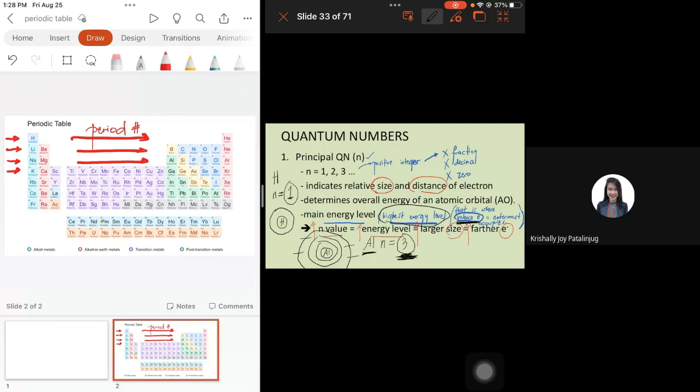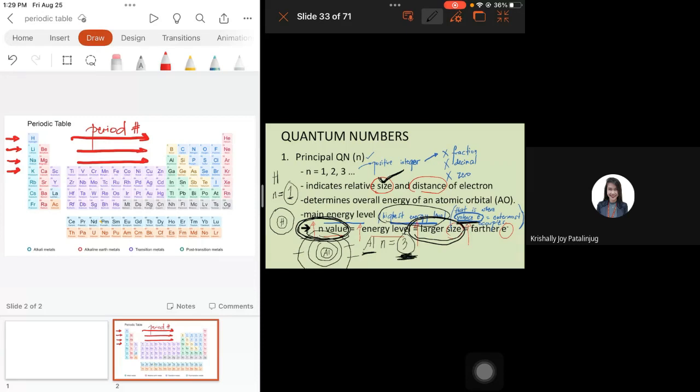Now try to observe the size of the two atoms that I illustrated, hydrogen versus aluminum. Obviously, the one that has the larger size is aluminum. And it makes sense because based on this statement, the greater the n value, the larger the size of the atom. That's why when I illustrate it, it's evident that aluminum would have a larger size than hydrogen because aluminum has a greater n value.